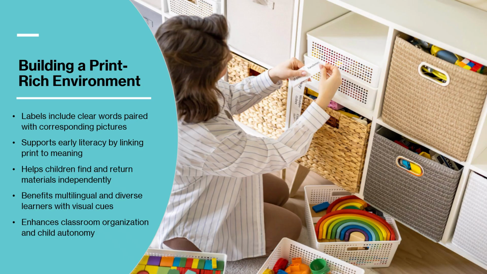Labeling classroom materials in storage areas with both words and pictures is an essential strategy in creating a developmentally appropriate and rich preschool environment. These labels help young children, many of whom are pre-readers, start associating written words with their meanings by providing a visual picture alongside the text. For example, a bin labeled with the word blocks and a photo of blocks supports children in recognizing the connection between the symbol, which is the word, and the object, even before they can fully read.